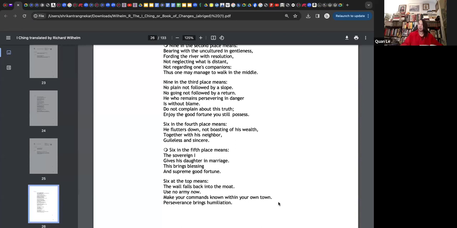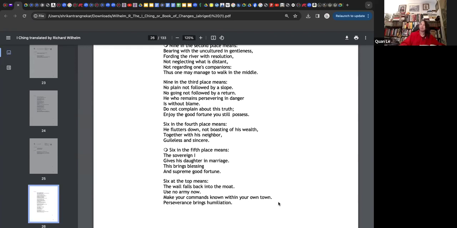Make your commands known within your own town. You can read it at a very low, down-to-earth level, or you can read it symbolically: your own town means the whole six layers of your mind. At line six, it is obvious that you are capable of making your commands known within the six layers because you are master of yourself.